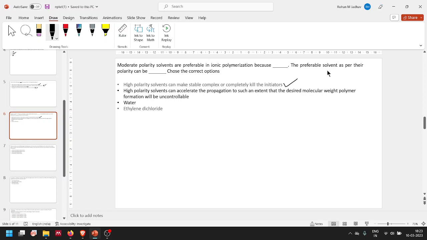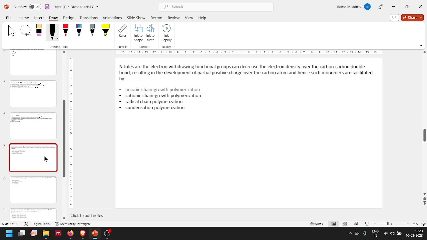And then next we have the preferable solvent as per the polarity. Since water has a very high polarity, water cannot be chosen for this moderate polarity solvent. On the other hand, ethylene dichloride is a solvent with moderate polarity, so ethylene dichloride can be used as a moderate polarity solvent. So the answer for this is 1 and 4.